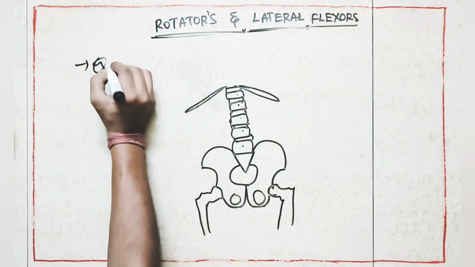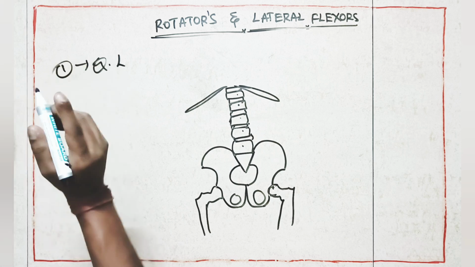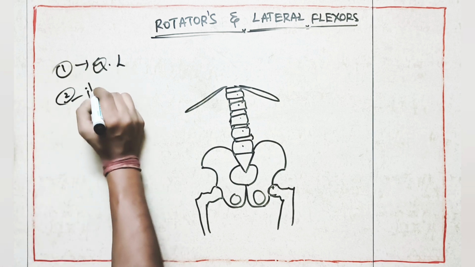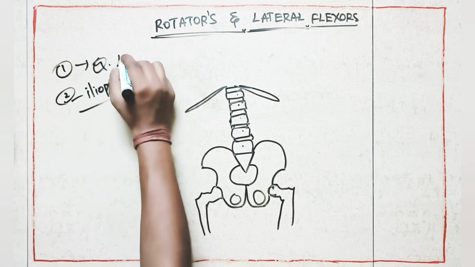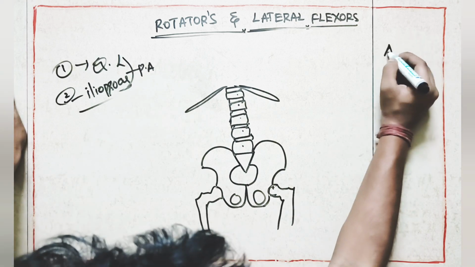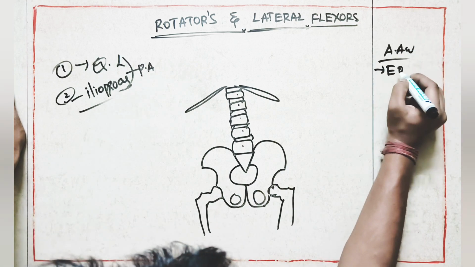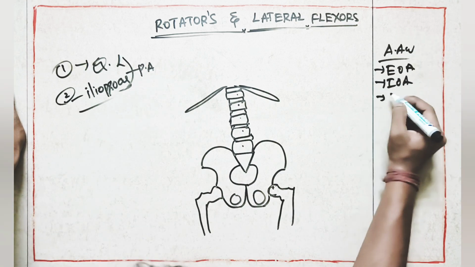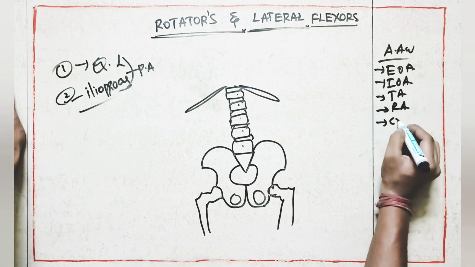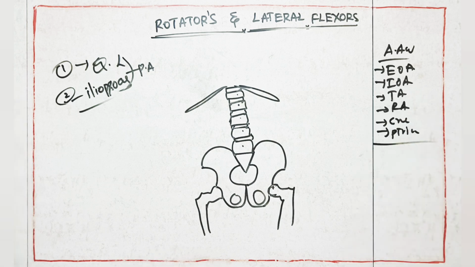So rotators, we know that usually it is produced by the quadratus lumborum muscle. This is the number one muscle, and the second one is the iliopsoas muscle. So these are the posterior abdominal wall. If you see the anterior abdominal wall, we discussed external oblique aponeurosis, internal oblique aponeurosis, transverse abdominis, rectus abdominis, cremaster, and pyramidalis. So these are the anterior abdominal wall muscles.